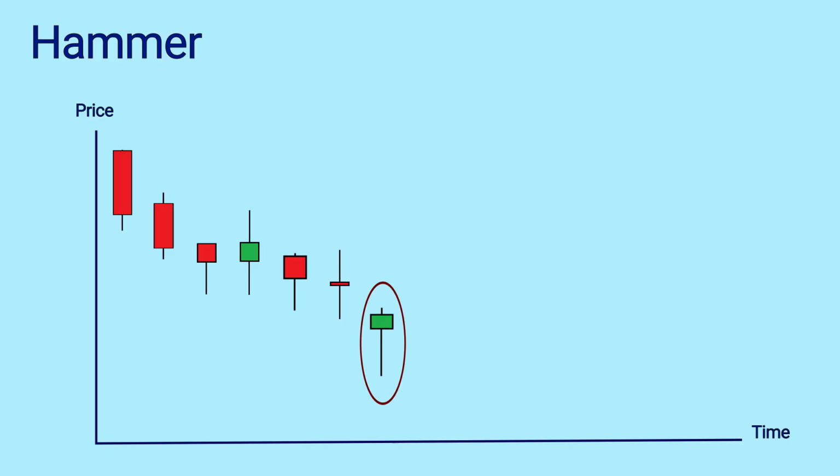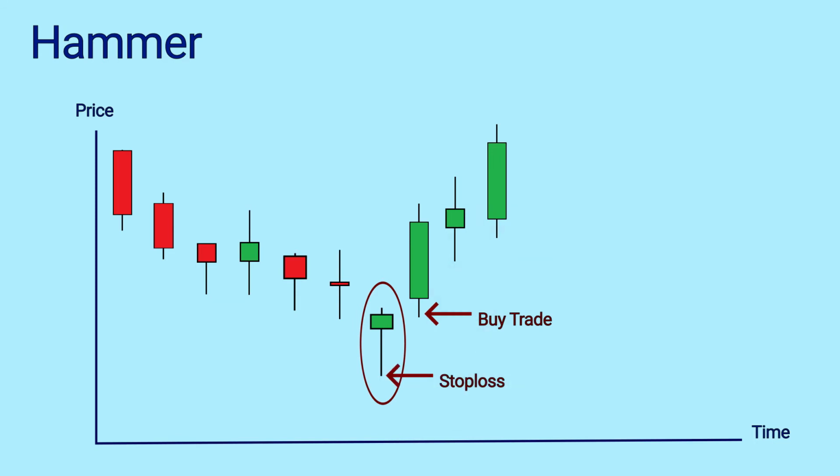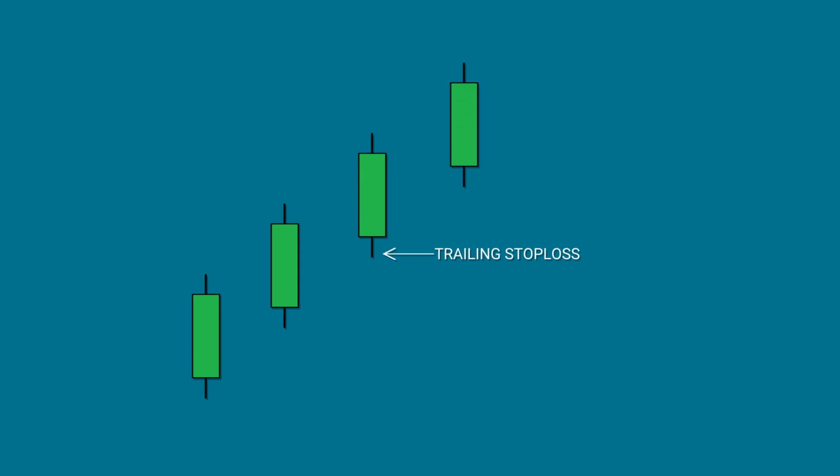Now the confirmation. The confirmation comes if in the next 2-3 candles the price moves above the high of the hammer. If the price moves above the high of the hammer, someone can take a buy trade or a long trade with a stop loss below the low of the hammer. Then one should have a trailing stop loss, because one doesn't know how long the reversal, if it is taking place, will last and how much higher the stock can go.